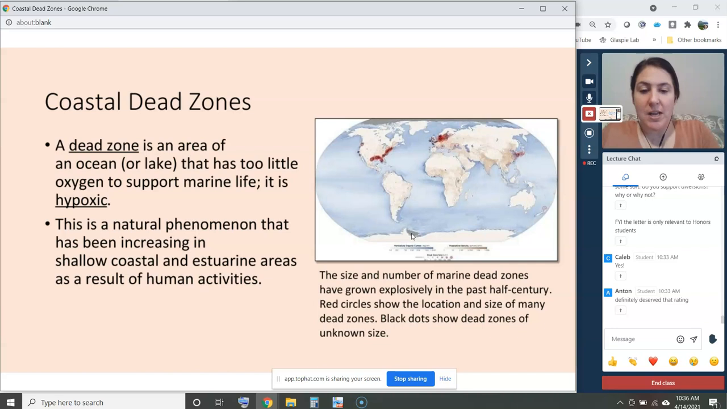This image here is showing you the size and number of marine dead zones in the world that are known. We're discovering new ones all the time. So these tend to be areas that are really highly studied, and so that's why we know there are so many dead zones here. Probably there are quite a few more that we're missing in areas that are less well studied.